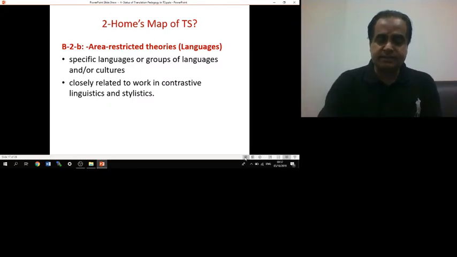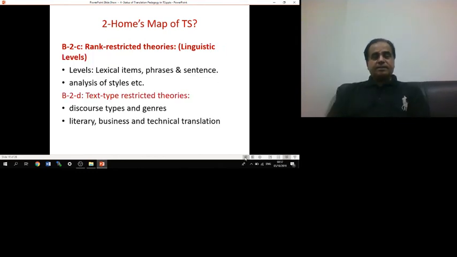That means the languages. Rank restricted theories are about the linguistic levels. Rank means the levels. We say that we are studying the translation at word level. We are studying the translation at phrase level. We are studying the translation, or the product or process or function, at sentence level. And then we are also analyzing the styles of the translated text in comparison to the source text, and so on.